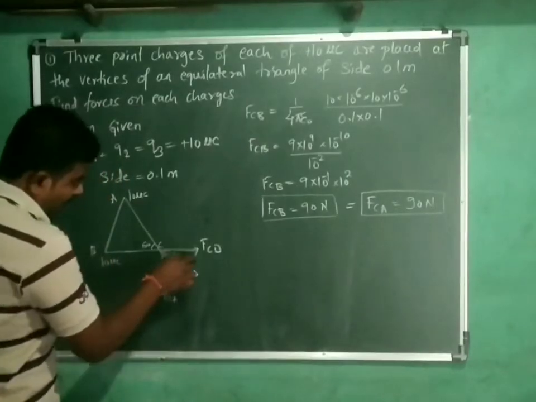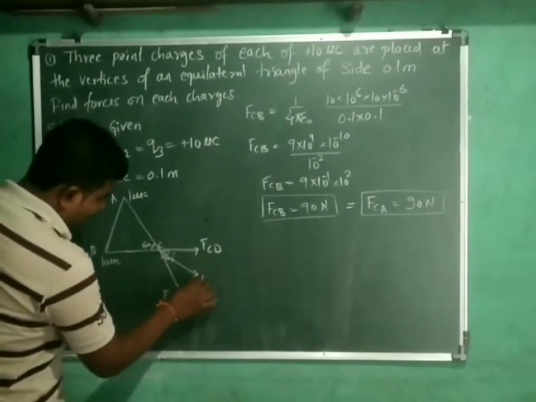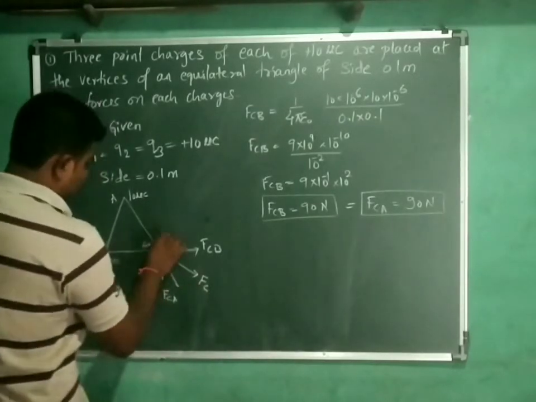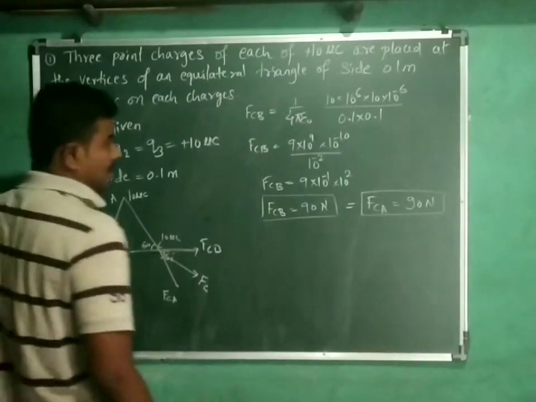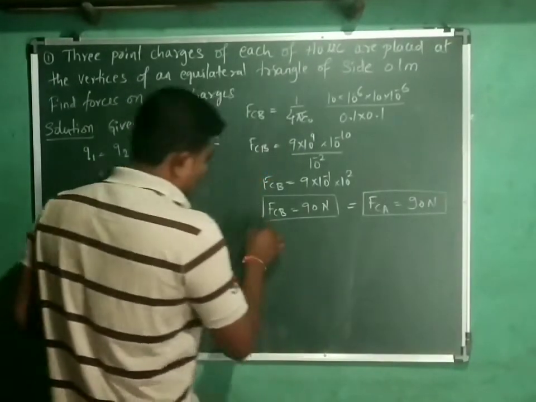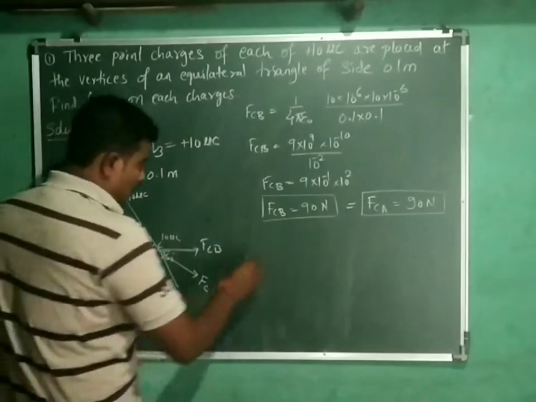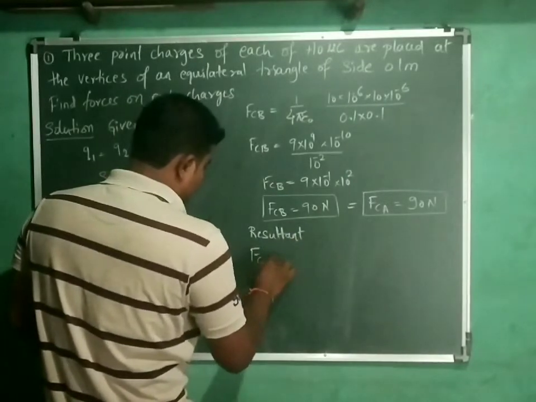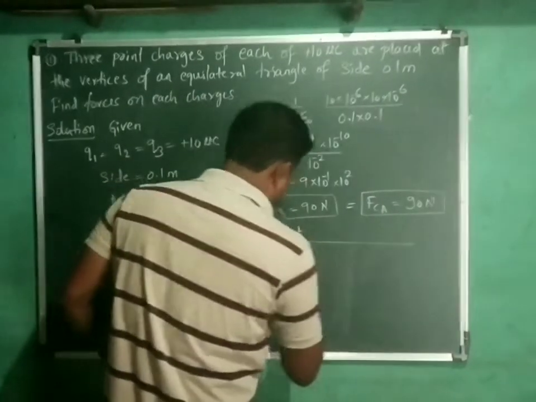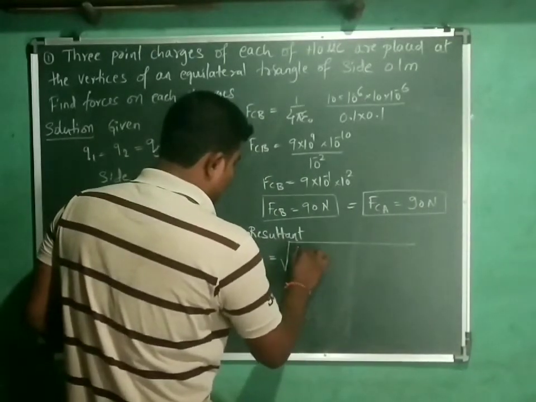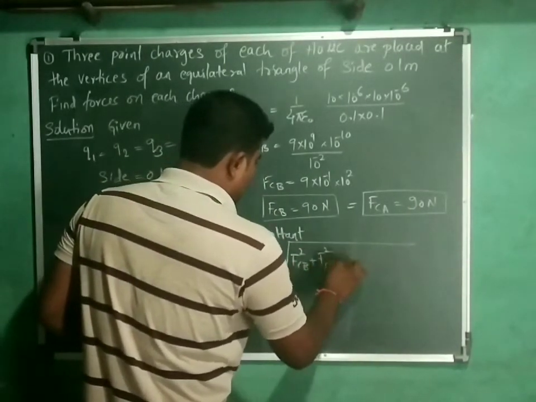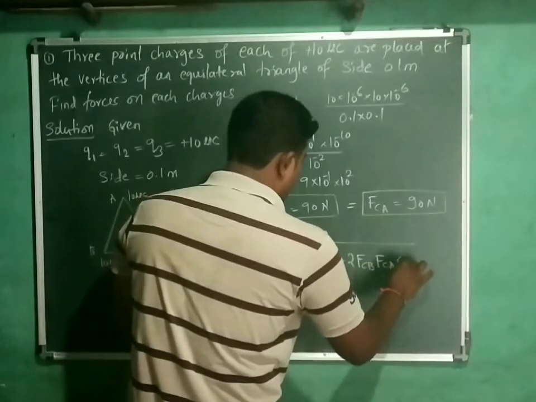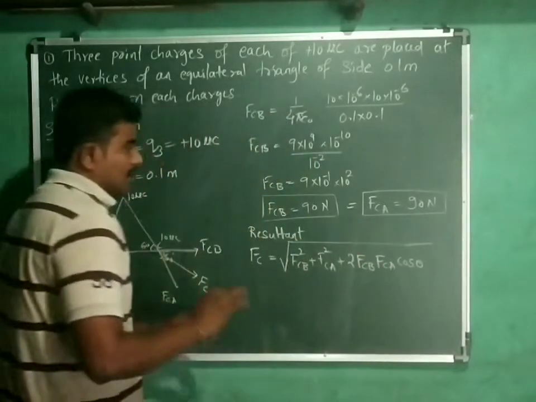And the resultant of FCB and FCA, let us call it FC, is the force on charge C. See, all the charges actually have the same 10 microcoulomb magnitude. And see here one more important point. In order to find the resultant of these two, we shall use a formula, and that is FC is equal to under root FCB square plus FCA square plus 2 FCB FCA cos theta.